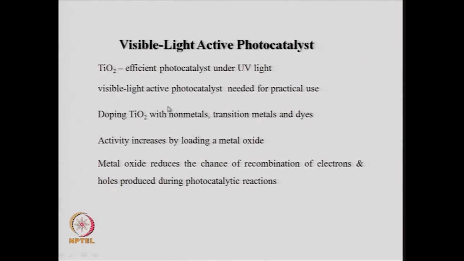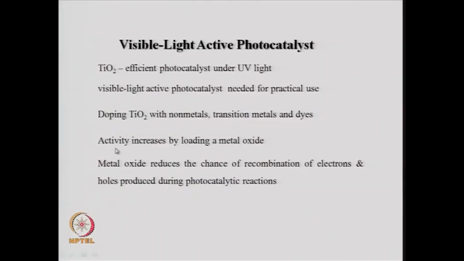a visible light photocatalyst? That can be done by doping TiO2 with different materials like non-metals, transition metals or organic dyes. All of them can modify the behavior of TiO2 with respect to the incoming radiation, and you have to choose appropriately the type of non-metal or transition metal or organic dye to control the band gap of TiO2 or effectively generate electron and hole pairs by using visible light instead of ultraviolet light.